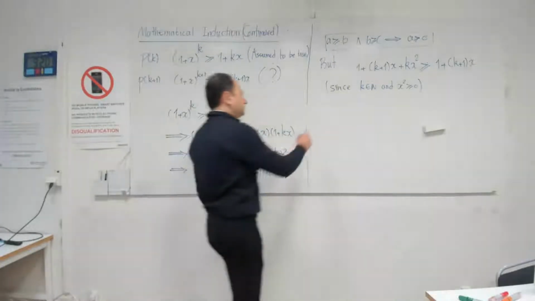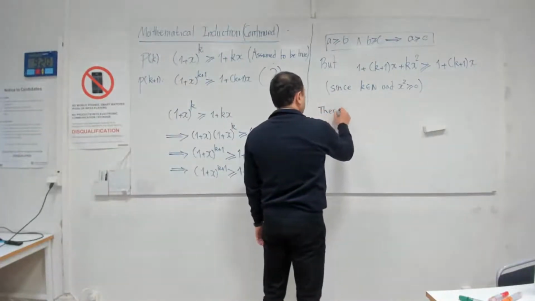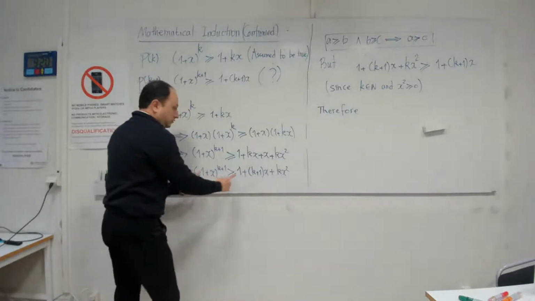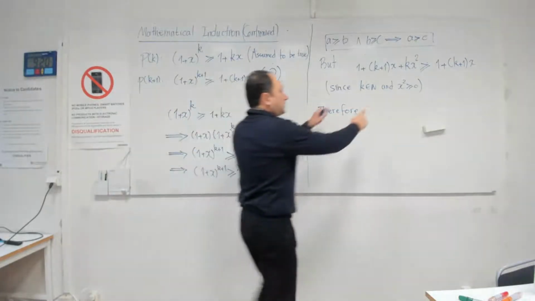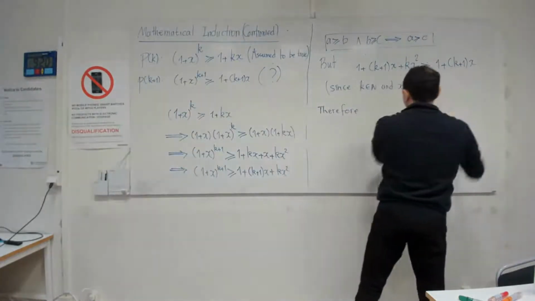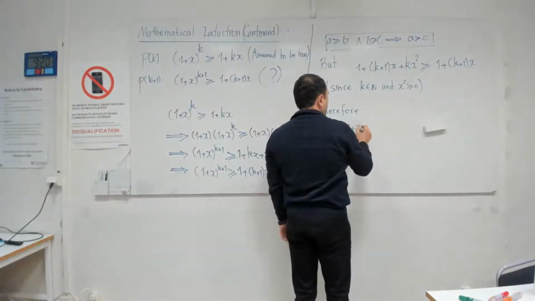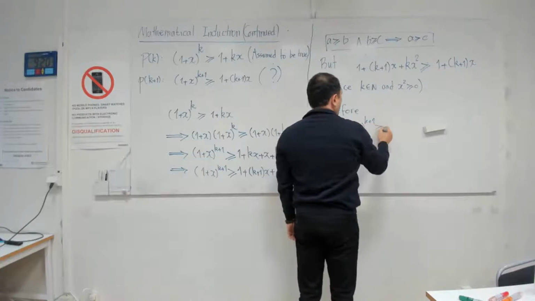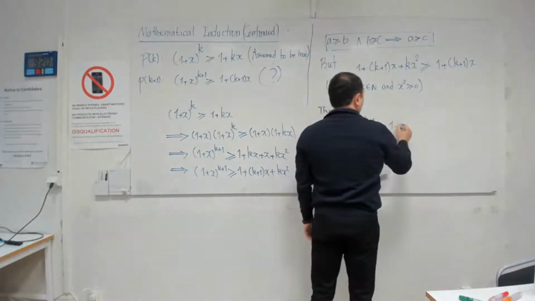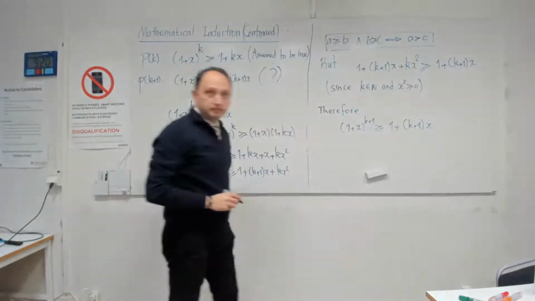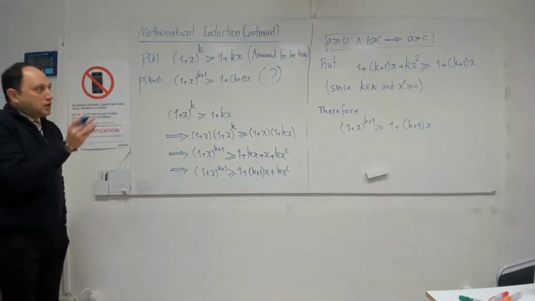Therefore, this one is greater than this one. This one itself is also greater than this one. Exactly like this, I can conclude that 1 plus x to power k plus 1 is greater than or equal to 1 plus k plus 1 x. So that is the whole point, actually.